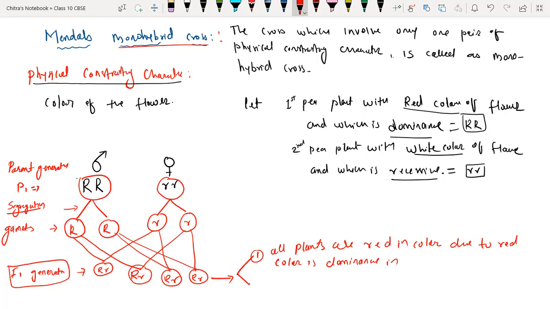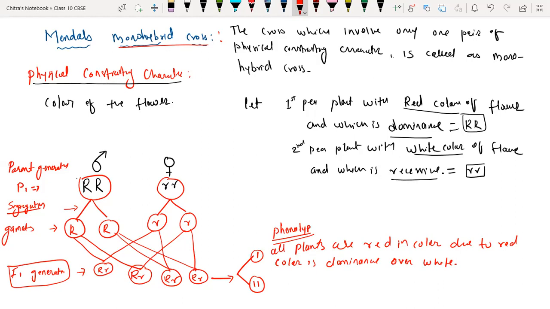Dominance in nature, or dominance over white color. Second, we know that all of them are going to be red in color, but they have both characters, meaning genotypically they are hybrid. This is the phenotype. Phenotypic means the ratio which represents the physical contrasting character only.